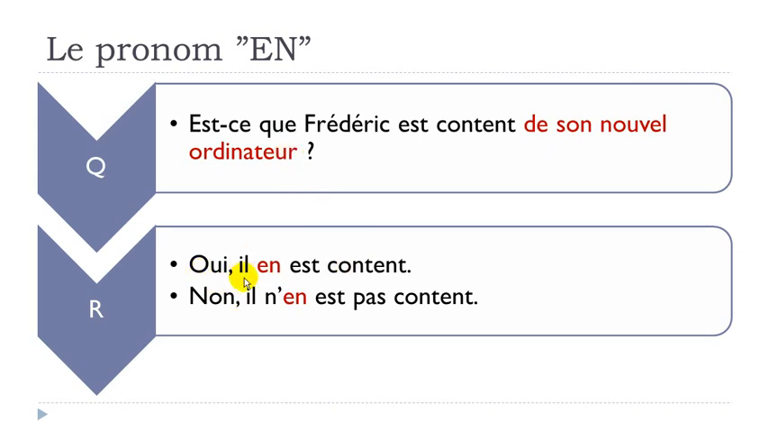Oui, il en est content. All right, so en, same thing here, before the verb, and then after that, of course, you continue your sentence because satisfied should be in the answer. Okay, so oui, il en est content. Negative form, non, il n'en est pas content. So same thing, en stays before the verb, and then you've got the first part of the negation ne, but then the a is going away. All right? Oui, il en est content. Non, il n'en est pas content.